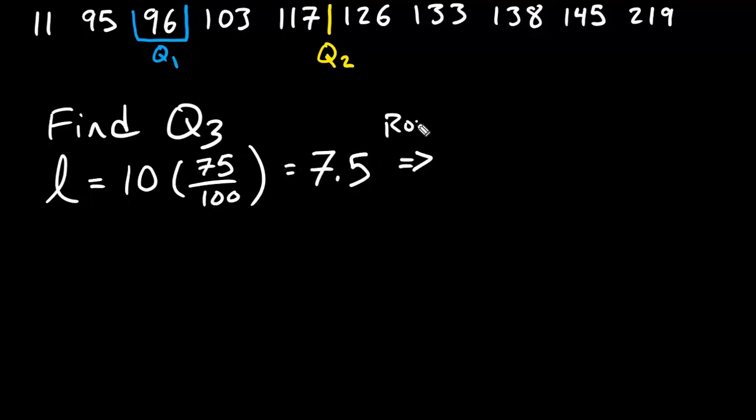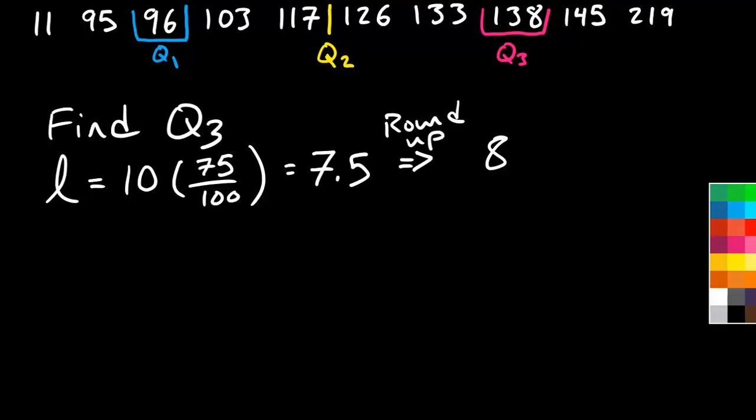We are going to round up because we did not get an integer, we did not get a whole number. So we're going to count out and say the eighth number is our third quartile: 1, 2, 3, 4, 5, 6, 7, 8. And we see that 138 is our Q3.